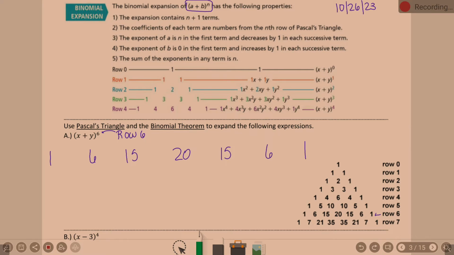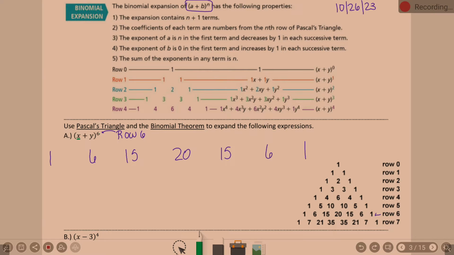So now we're going to use whatever's in the A position. In this case, x is in that first position. We're going to take whatever's in that first position, this time it's x. We're going to start at our highest exponent. What's our highest exponent? Highest exponent is going to be 6. And we're going to work our way down.